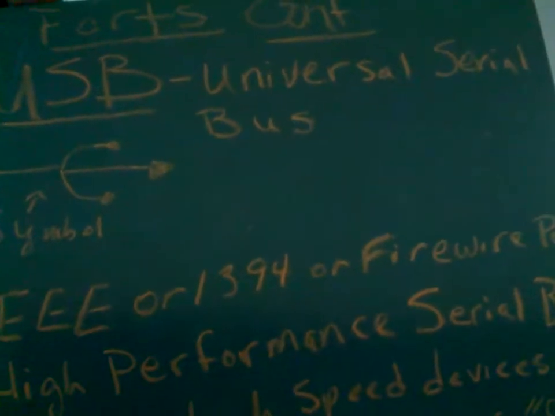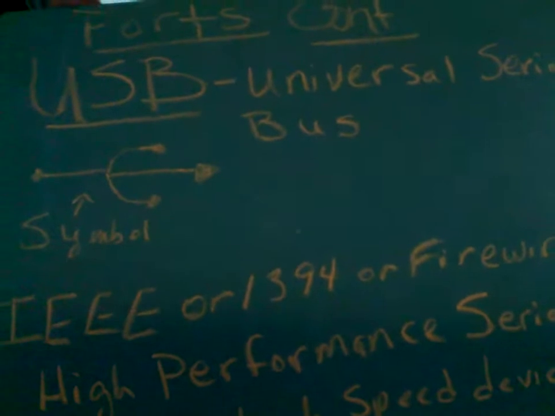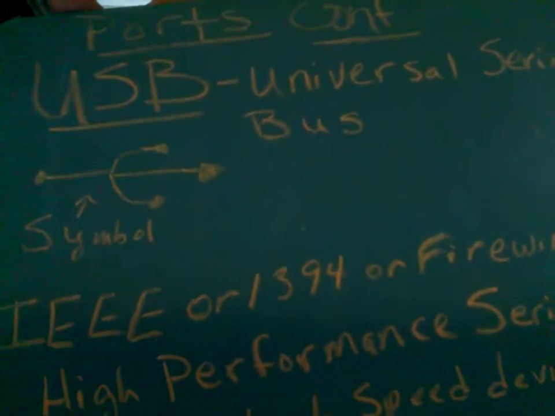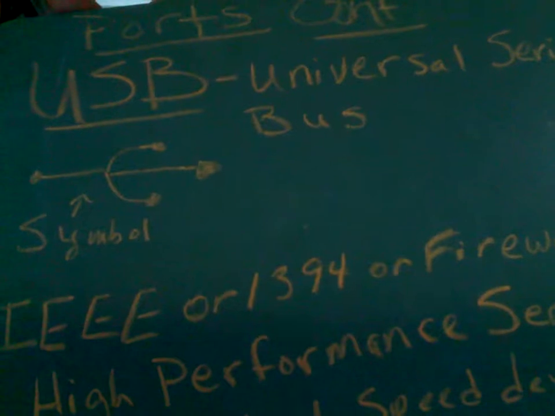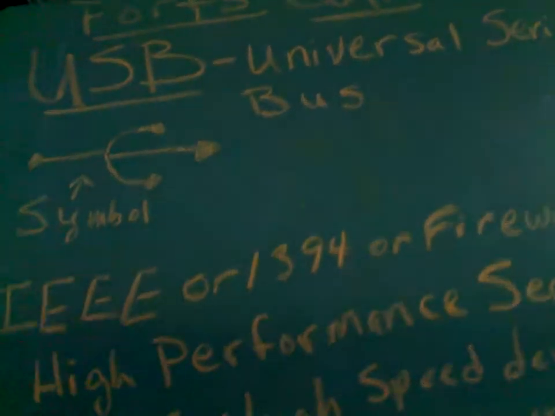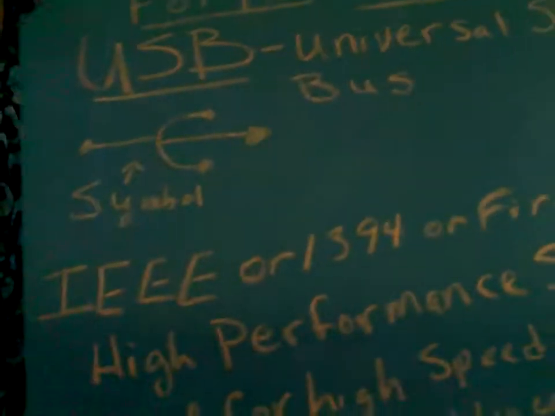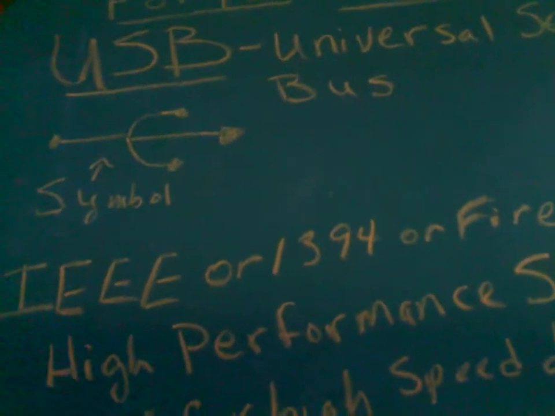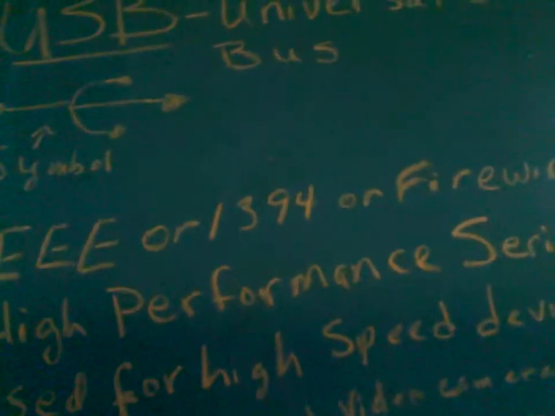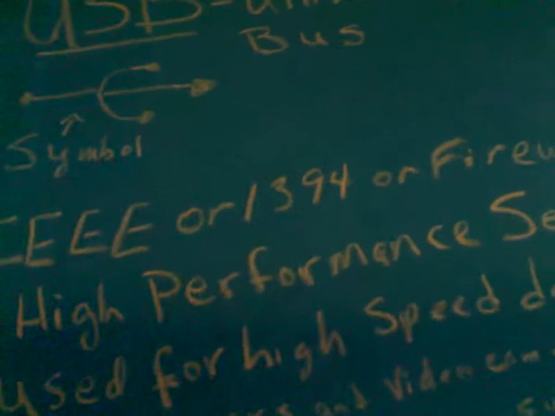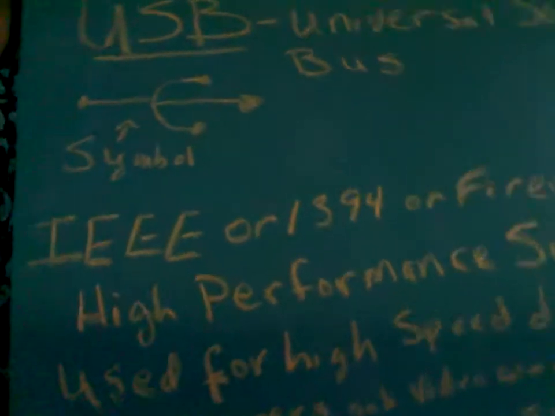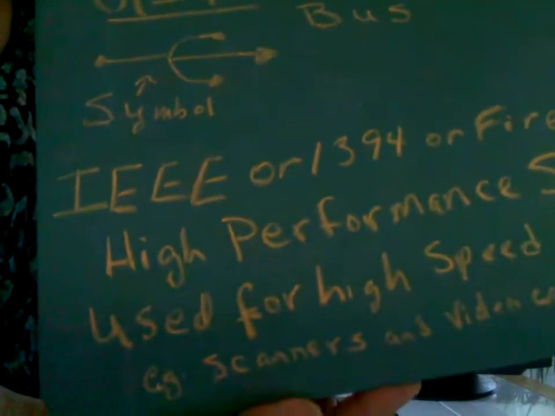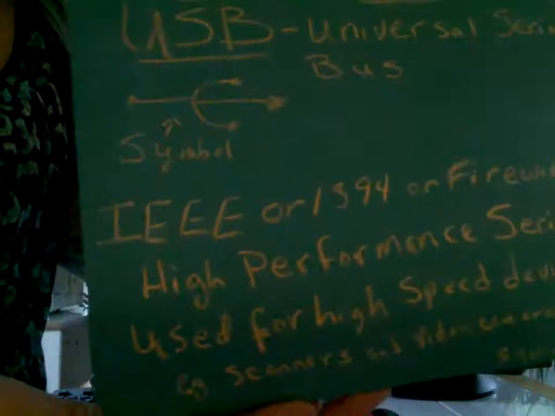And you can see the symbol that I've drawn on there. That's what you're going to see on your expansion card, or anywhere that you're going to need to use a USB. That's the symbol that you'll see. And then the FireWire, or the IEEE, or they call it 1394 or FireWire ports. I don't know why they have so many names, but that is used for your more high performance and higher speed things that you would connect to your computer.